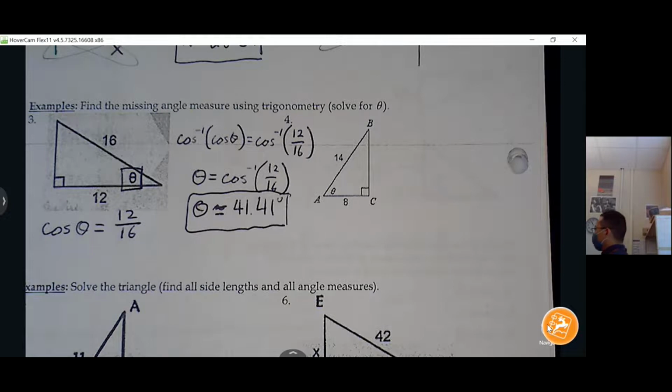So anytime that we have a missing angle that we're solving for, we set up the same way. We use sine, cosine, or tangent. But then the next step is we've got to isolate that theta. We don't divide by cosine, we don't divide by that trig, but we move it. And when we move it, it's involving inverse cosine or inverse sine or inverse tangent, depending on what we start with.